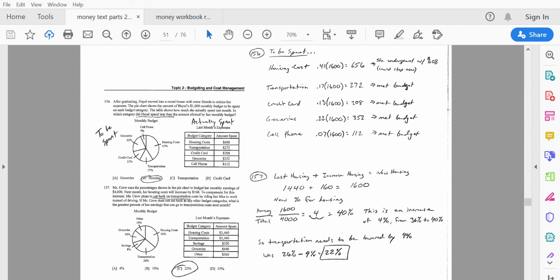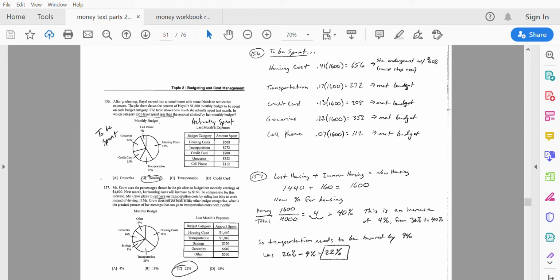Now again, I just showed you how to find them all and compare them. Okay, the rest are right on budget. So 272 for transportation, 208 for credit card, 352 for groceries, and 112 for cell phone.